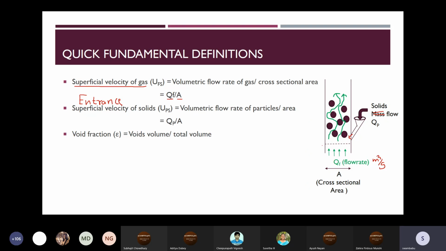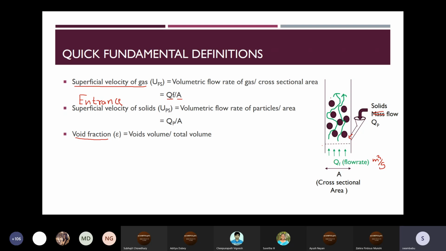Now, during pneumatic transport or fluidization, you can see that this cylindrical pipe is occupied with two things. One is voids, that is gas volume. Another is solids volume. So here we define void fraction. Void fraction is nothing but the voids volume, the volume of the spaces between the particles, divided by the total volume.